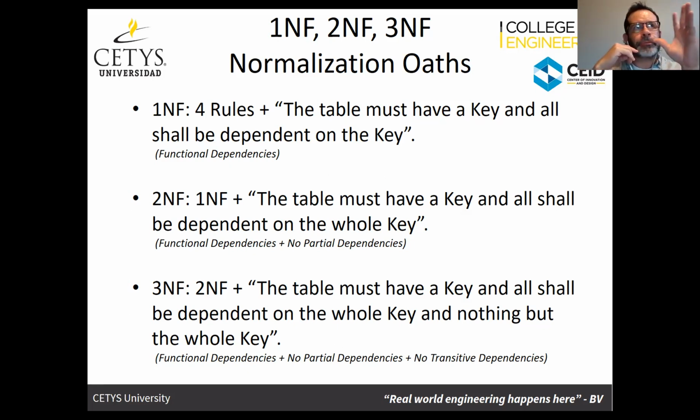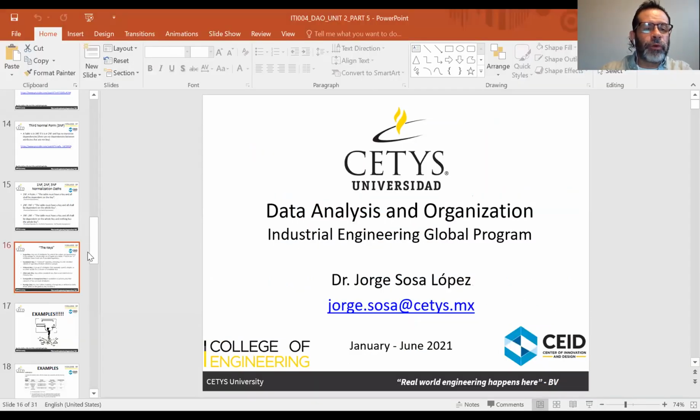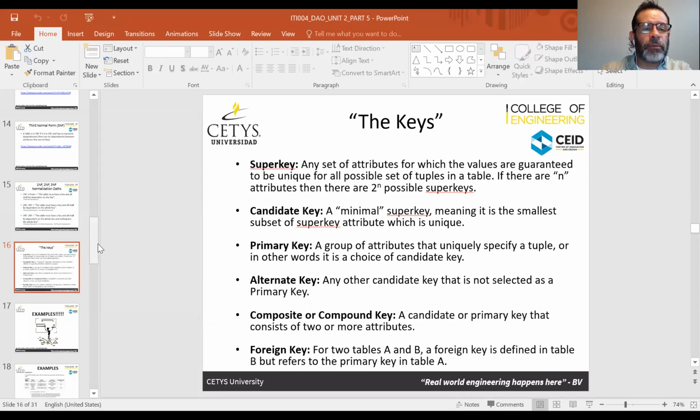That means that there's a key, everything depends on the whole key, and besides that, there isn't an attribute that depends on something else. And nothing but the whole key. So there's a functional dependency, there are no partial dependencies, and there are no transitive dependencies. Those are basically the three rules that we're gonna follow.